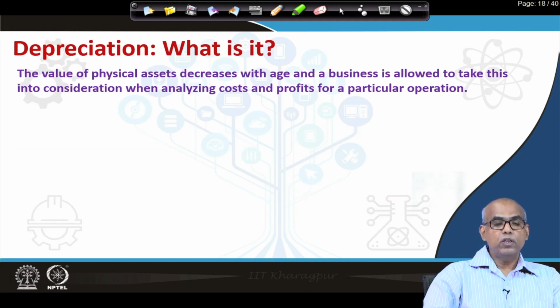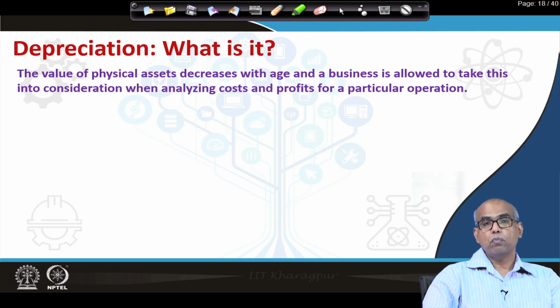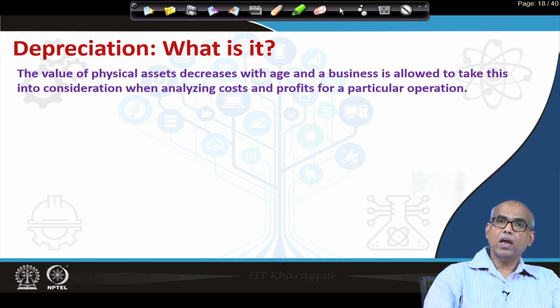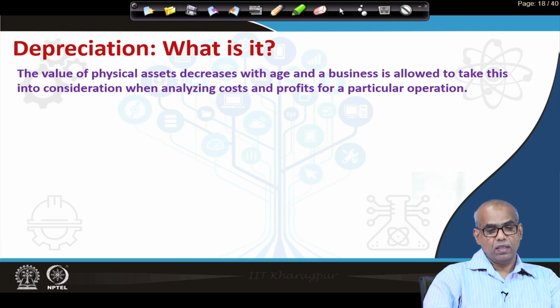Now, we will talk about depreciation. So, first let us try to understand what is depreciation. We have already defined it as decrease in value with time, decrease in value of an asset or facility with time due to use, wear and tear and obsolescence. The value of physical assets decreases with age, and a business is allowed to take this into consideration when analyzing cost and profits for a particular operation.